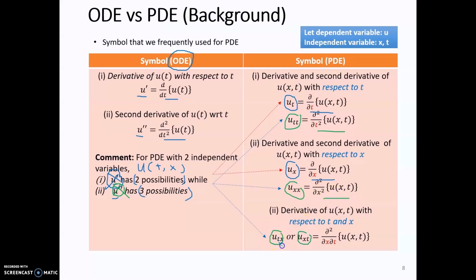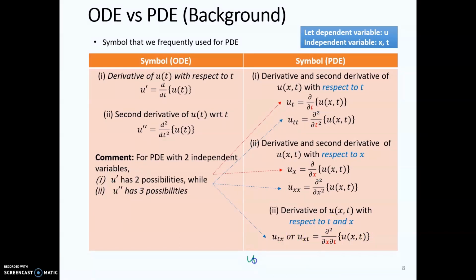And utx is equal to uxt because you differentiate x first and then differentiate it with respect to t, is equal to you differentiate the t first and then take the differentiation with respect to x. So these two will give you the same result, and when you expand it, you should obtain this. So we can use either one of them.